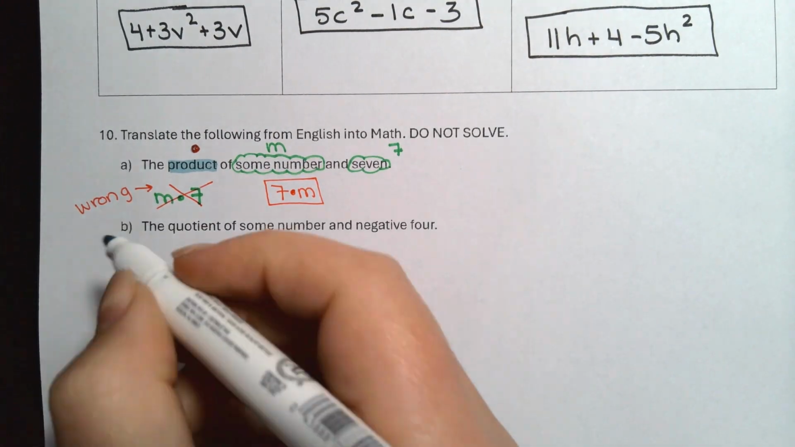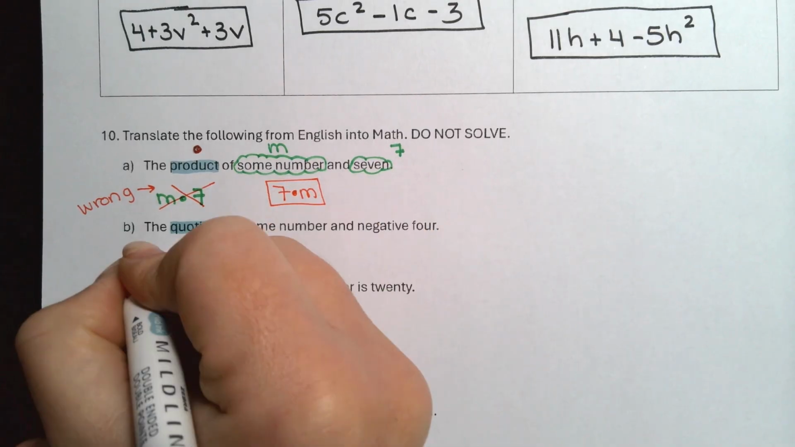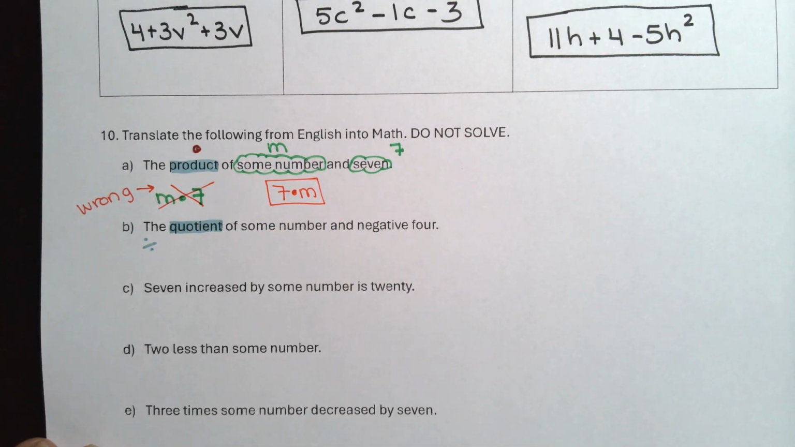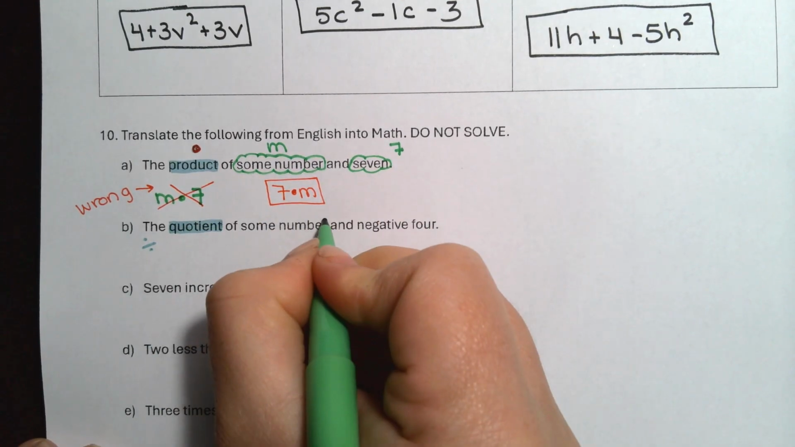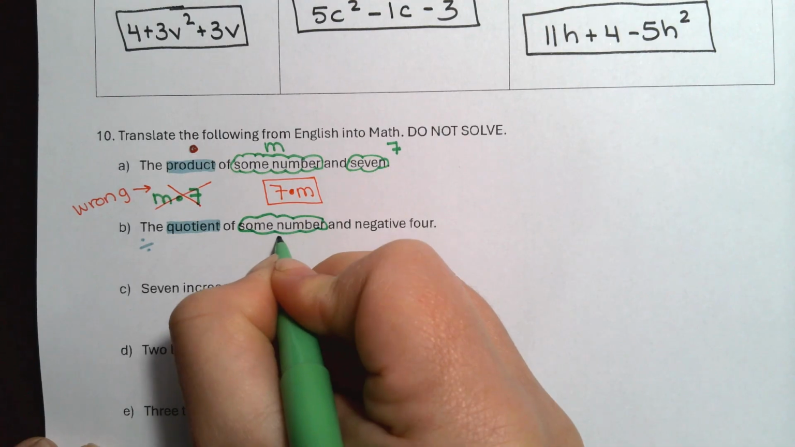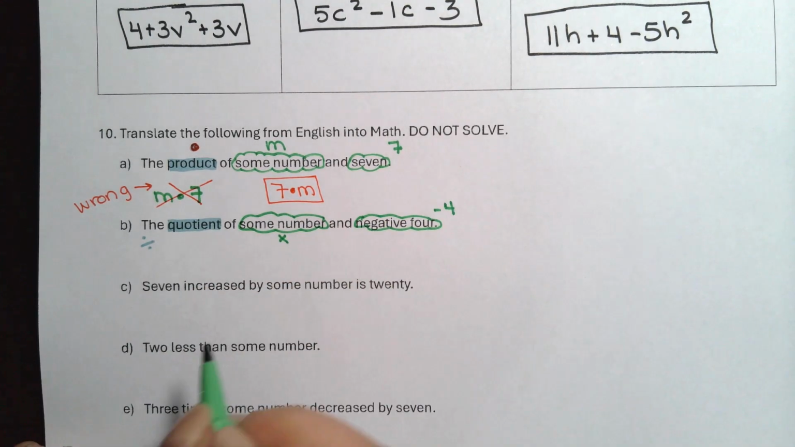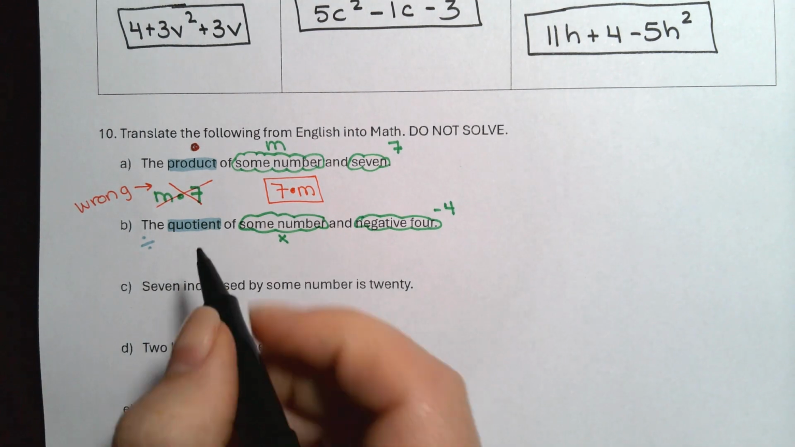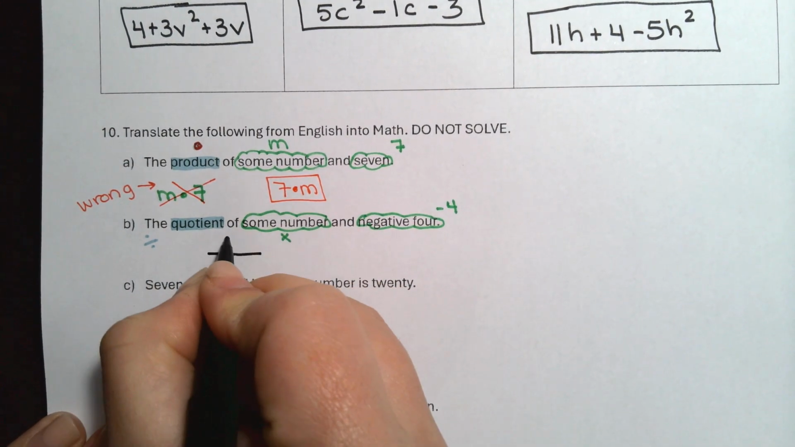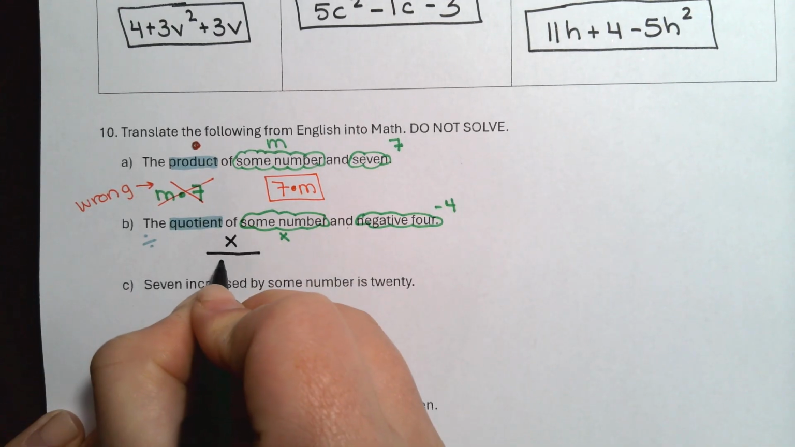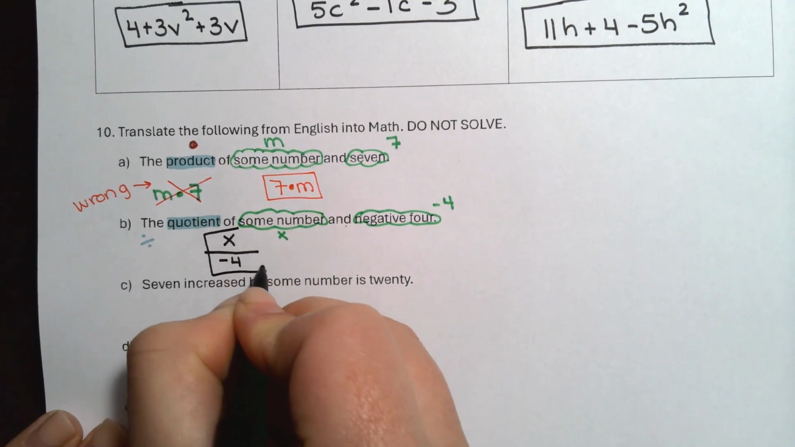Okay, moving on. Quotient. Quotient means division. So the quotient of some number, well, let's use x, and it doesn't matter what letter you use, and -4. Now here, do not switch anything with quotient. You're going to draw a division bar. Some number is first and -4 is after that.